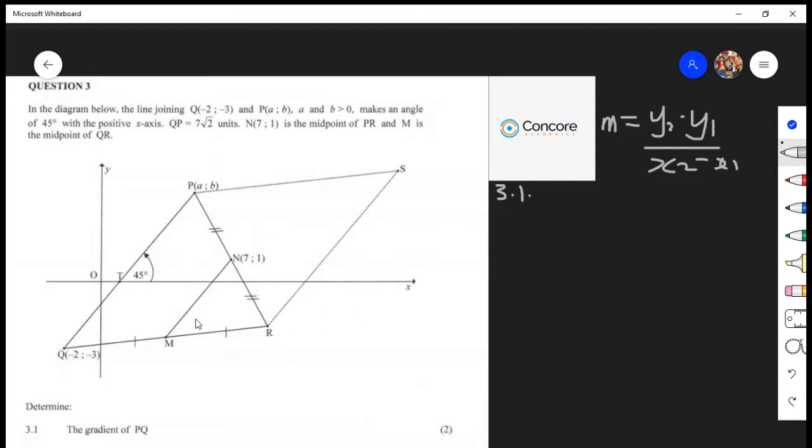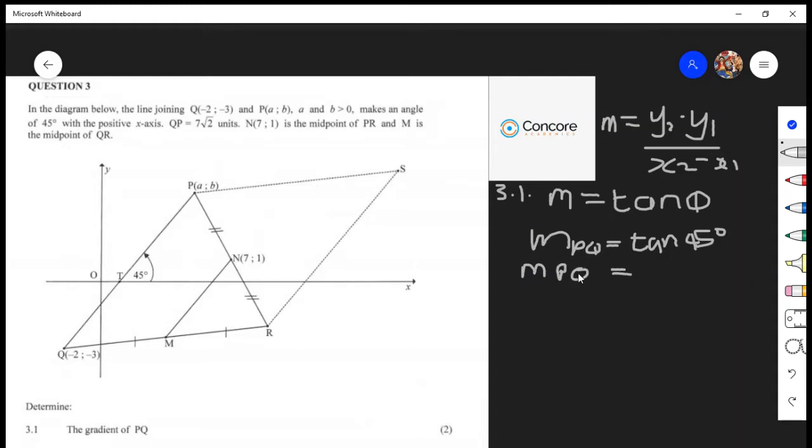If you guys remember the formula, m, which is gradient, is equal to tan theta. We are able to use this formula because we have the 45 degrees. So we can calculate our gradient of PQ, which is equal to tan 45 degrees. Therefore m_PQ is equal to tan 45 degrees, which is 1 unit.